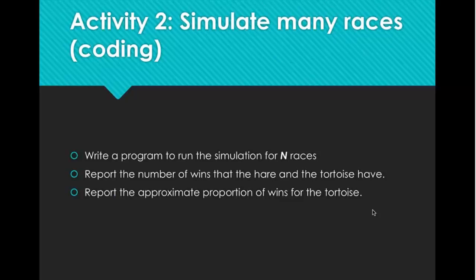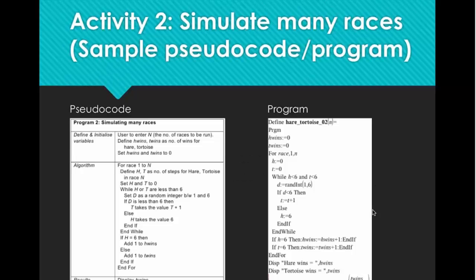Okay, so level 2 of that program is to say, wouldn't it be nice to do a number of races? That's using the existing code and adding things that allow you to do it for a number of races, where the user can enter the number of races they want to simulate. It would then report the number of wins of the hare and the tortoise, and the approximate proportion of wins for the tortoise. So, activity 2: same structure, some pseudocode on the left, and you'll notice a couple more variables defined there, H wins for the hare wins and T wins for the tortoise wins.